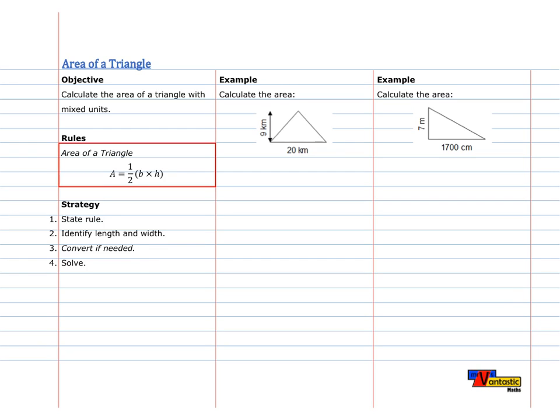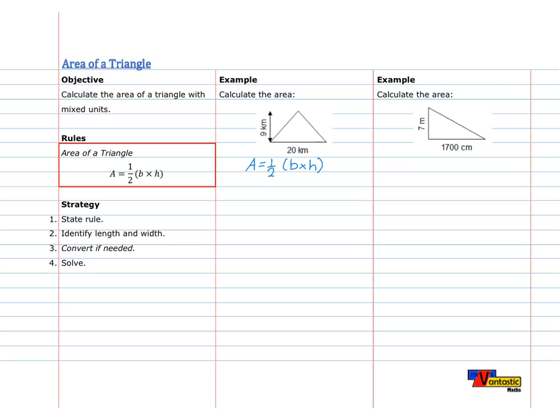Hi, this is Mr. V, and in this video we are going to calculate the area of a triangle with mixed units. We'll start with a simpler example. Our rule for the area of a triangle is area equals a half times the base times the height.